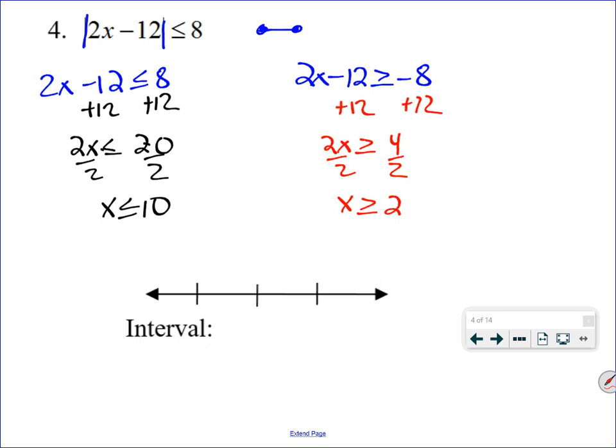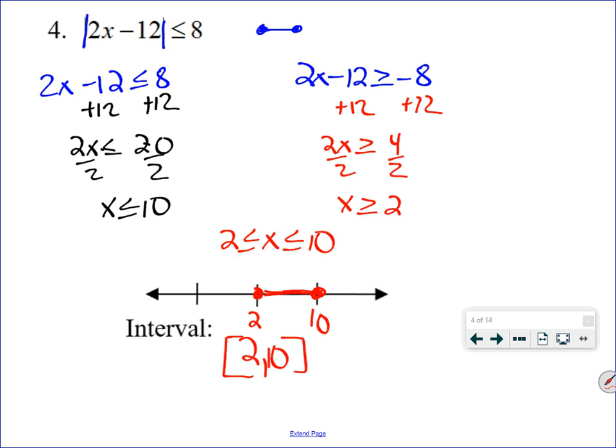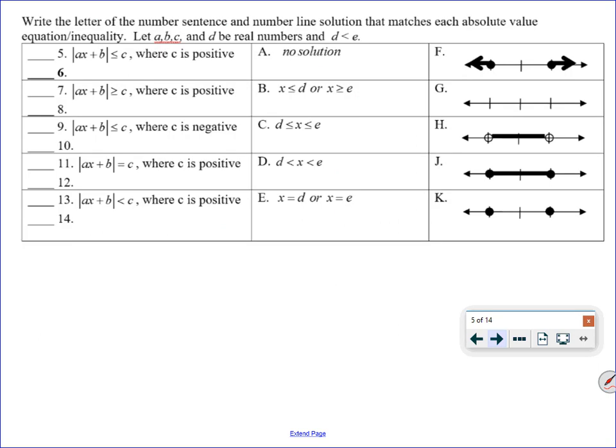Now, if we look at this, this is 2 to 10. And we'll do closed circles because they're less than or equal to, and we're shading between, which means that this could be written as that, and the interval is 2 to 10. I don't know why the smartboard had the delay in the writing there. I apologize.